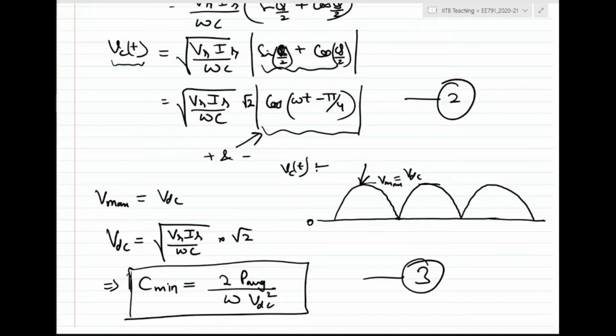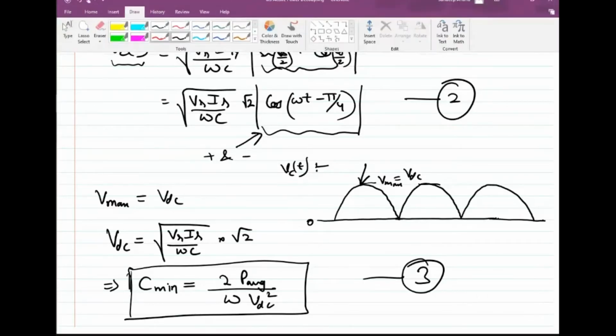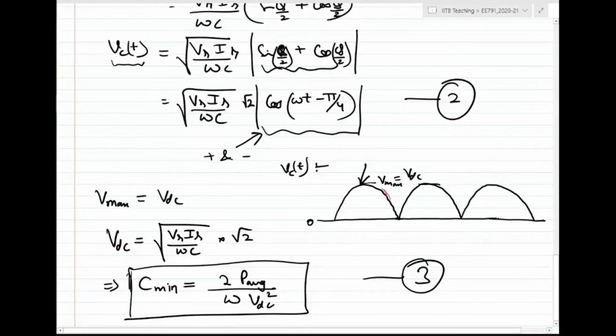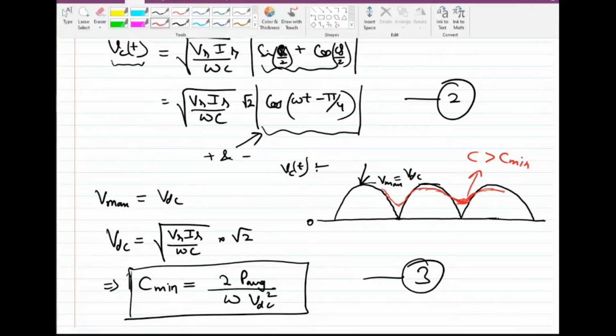You can obviously keep a larger value of C, right? This is the minimum, but you can always keep a larger value of C. If you keep a larger value of C, your oscillations might come down. Wave shapes may change and stuff like that. I'm just drawing a representative wave from here, right? If you increase the value of C, then the ripple would become smaller and smaller, your utilization factor may become a little bit poor, but you do get one advantage very specifically, and which is as follows.